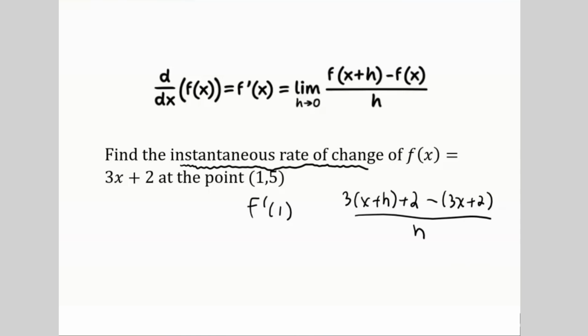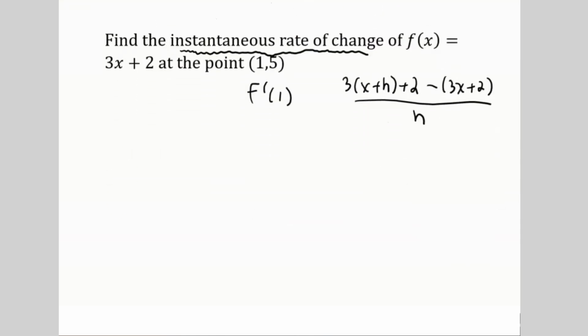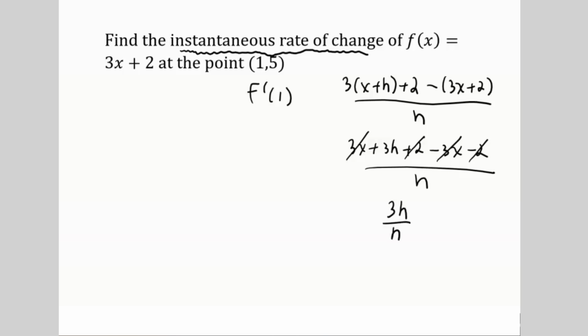So we would get 3x plus 3h plus 2 minus 3x minus 2, divided by h. Our 2's cancel, positive 2, negative 2, positive 3x, negative 3x, so I would get 3h over h. I want the limit as h approaches 0 of this. Well, our h's cancel, and I'm left with the constant 3. So our answer here is f prime of 1 is equal to 3.